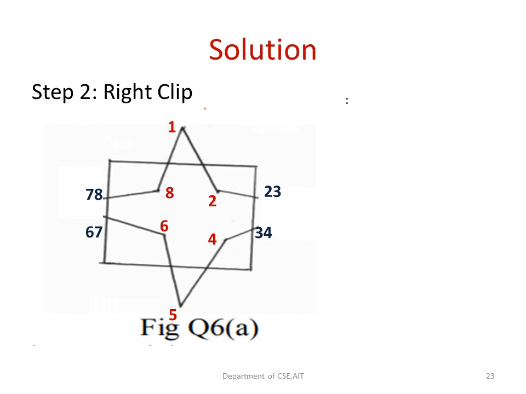This will be the output we are getting after applying the right clip. You can see that the 23 and the 34, which are the intersection points, will be retained, and only the polygon which is present within my right clipping window will be part of the output. So this will be fed as the input for the next stage.